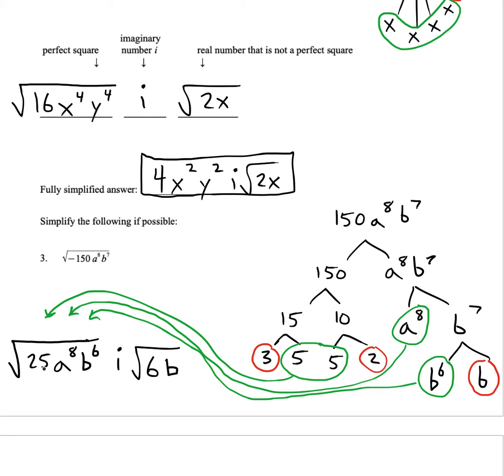All right, now we can take the square root of this, and we'll get 5, a to the 4th, b to the 3rd, times i, times radical 6b. And it seems like it might be done, but there's actually one issue that we have to address, and that is the possibility that b may be a negative number.